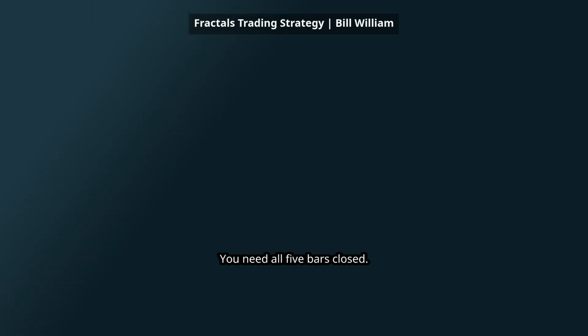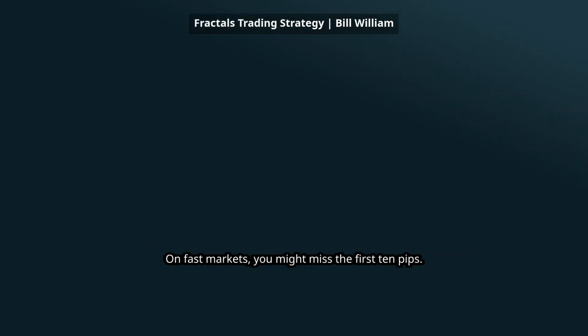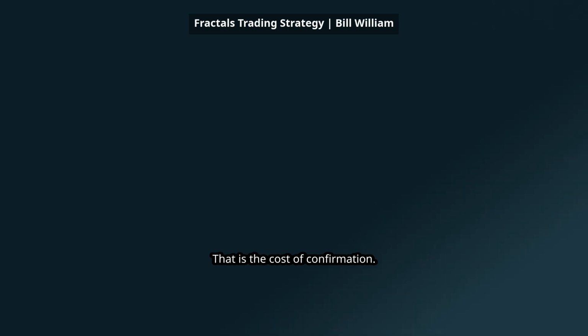Now the honest limits. First, the fractal is a lagging indicator by design. You need all 5 bars closed. That means you will always enter after the move has already started. On fast markets, you might miss the first 10 pips. I have missed full breakouts because I waited for the fifth close and the price ran away without me. That is the cost of confirmation.